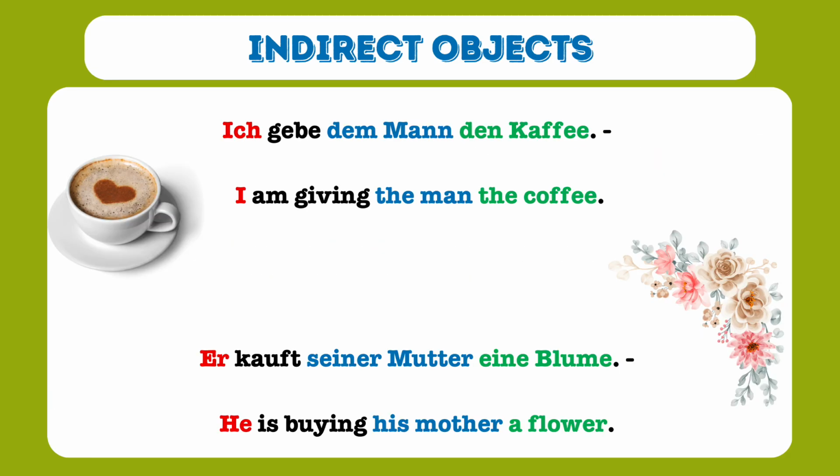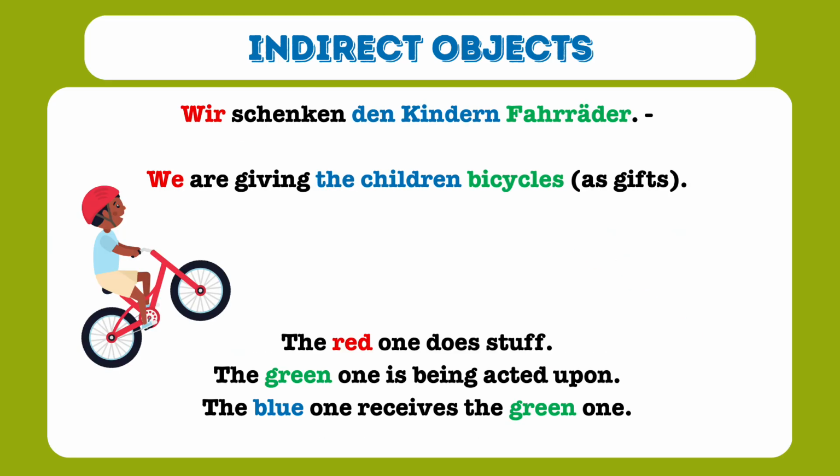Here are some examples of indirect objects in German. Ich gebe dem Mann den Kaffee. I am giving the man the coffee. Kauft seiner Mutter eine Blume. He is buying his mother a flower. Wir schenken den Kindern Fahrräder. We are giving the children bicycles as gifts.